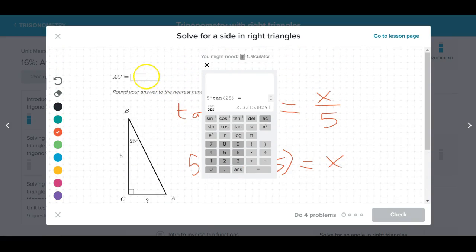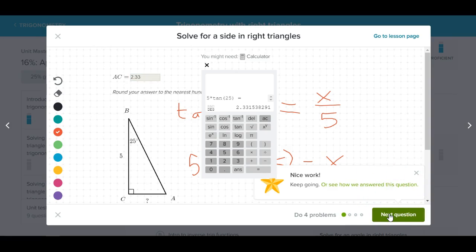Put in 2.33 and hit check. Okay, so that's how that work is done, and I'll have you go ahead and get as many of those done as you can. Get them all right.